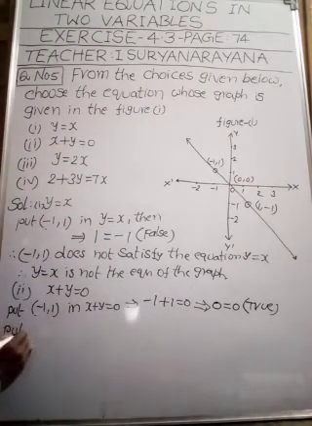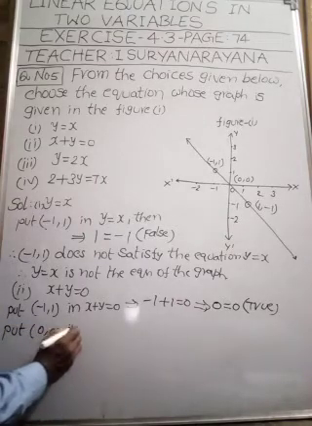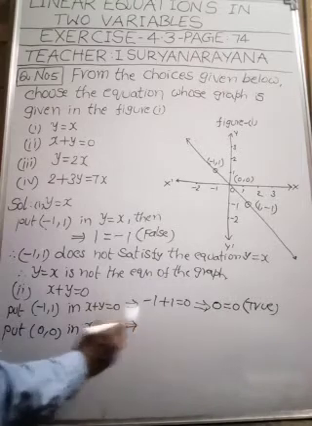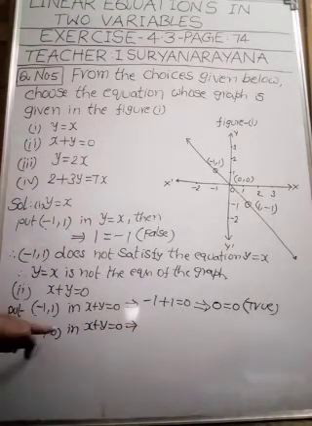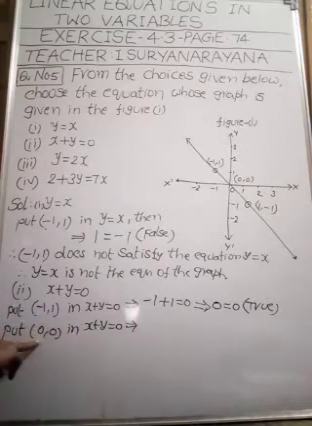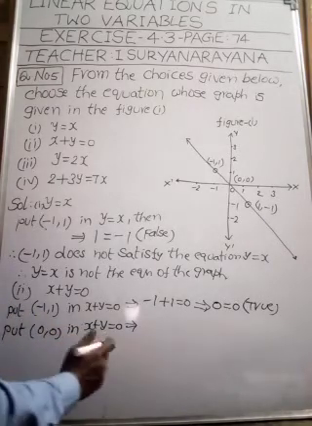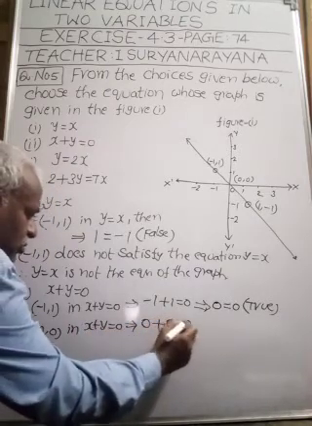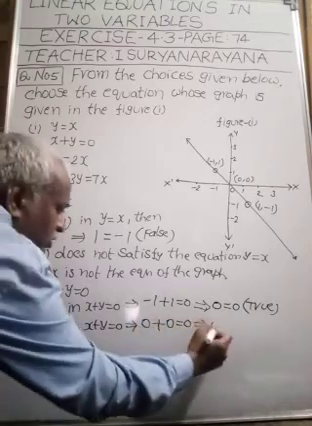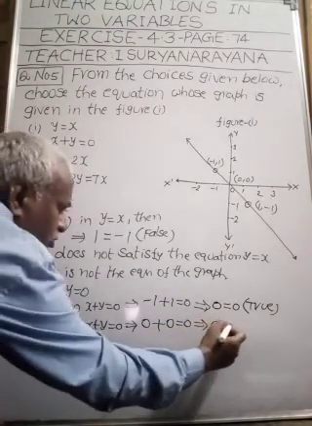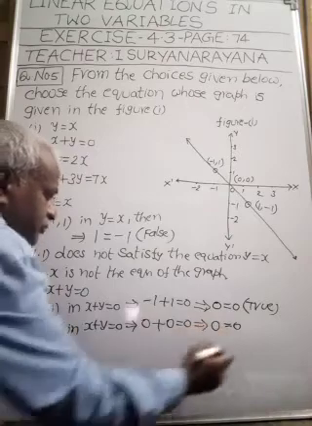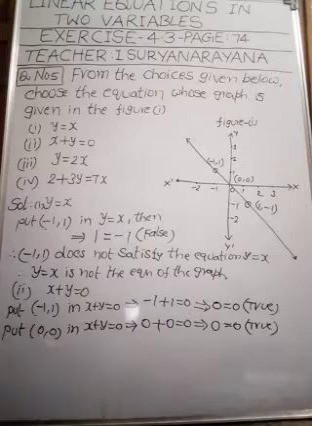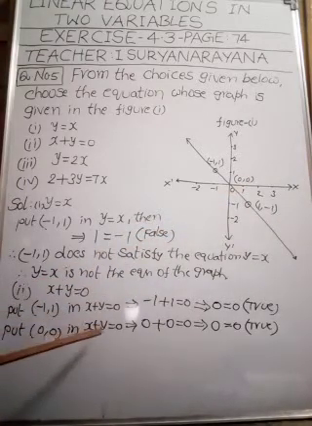Understood this point, my children? In x plus y is equal to 0, let us take the second point, 0 comma 0. Substitute x is equal to 0 and y is equal to 0 in this equation. Then what will you get? x value is 0 plus y value is 0, this implies 0 plus 0. What will we get? LHS 0 is equal to what will we get here? RHS 0. So this is also a true statement. So the second point is also satisfying the equation.